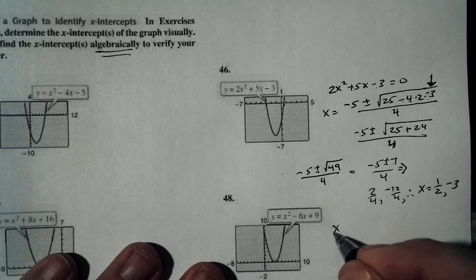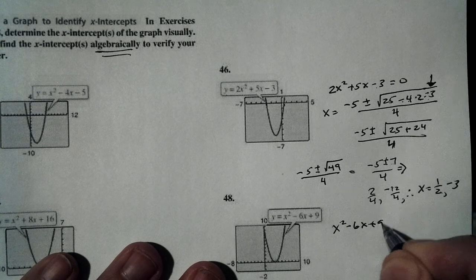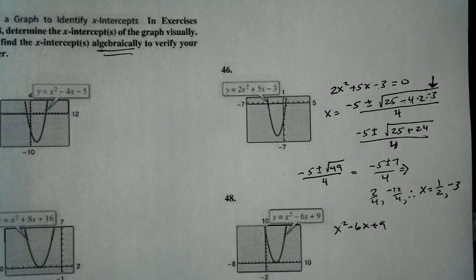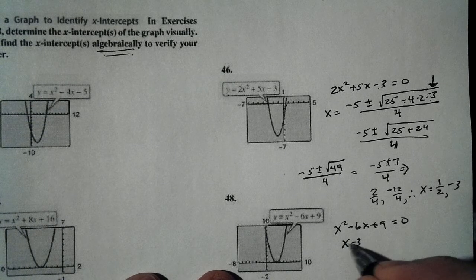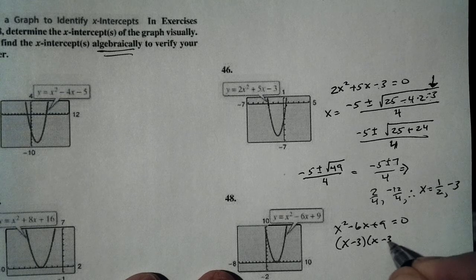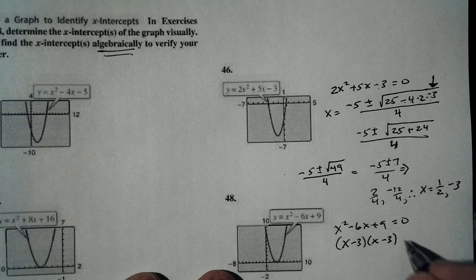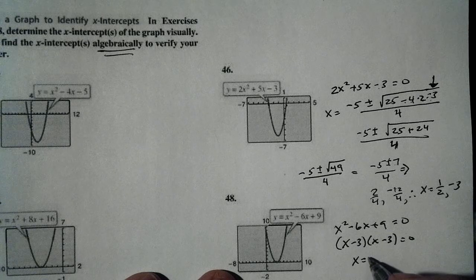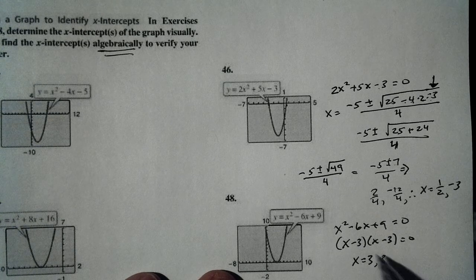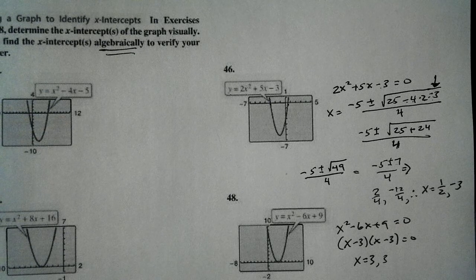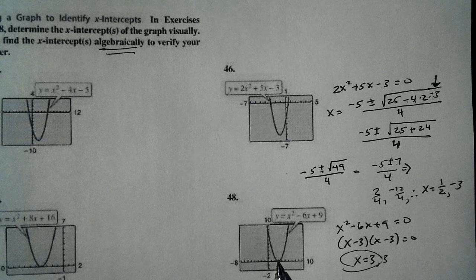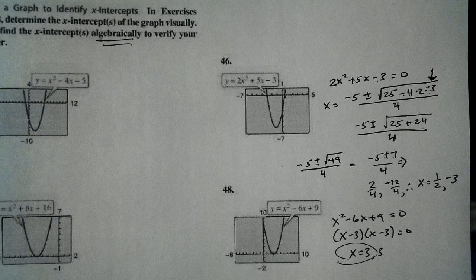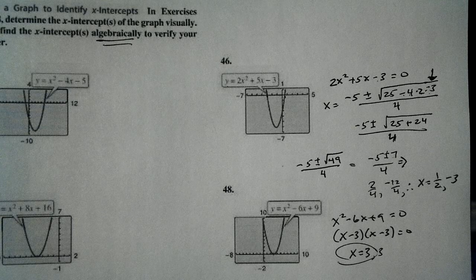Okay, now x squared minus 6x plus 9. I can go to the quadratic formula, but I also notice this thing is factorable. This is x minus 3 times x minus 3, or x just equals 3. You could make an argument it's 3 and it's 3. But the x-intercept occurs when x equals 3. That is actually called a double zero, and that's going to be a conversation we're going to have later on in this chapter. So if you can factor it, great.